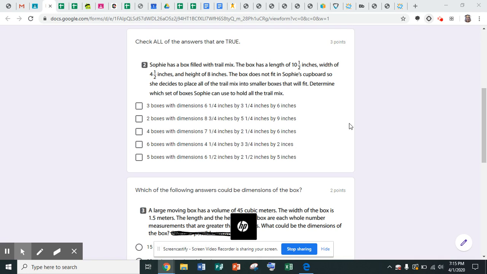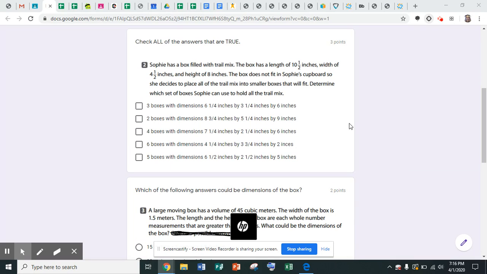The first choice, 3 boxes with dimensions 6 1/4 inches by 3 1/4 inches by 6 inches. The second one, 2 boxes with dimensions 8 3/4 inches by 5 1/4 inches by 9 inches. 4 boxes with dimensions 7 1/4 inches by 2 1/4 inches by 6 inches. The next one, 6 boxes with dimensions 4 1/4 inches by 3 3/4 inches by 2 inches. And the last one, 5 boxes with dimensions 6 1/2 inches by 2 1/2 inches by 5 inches.